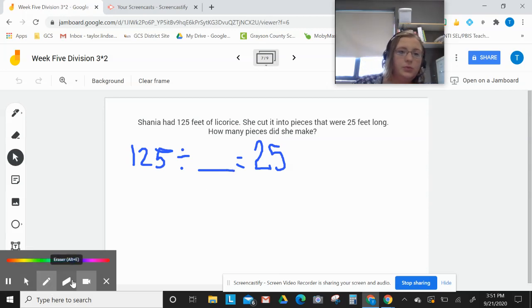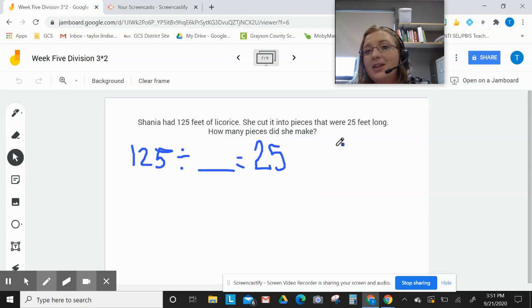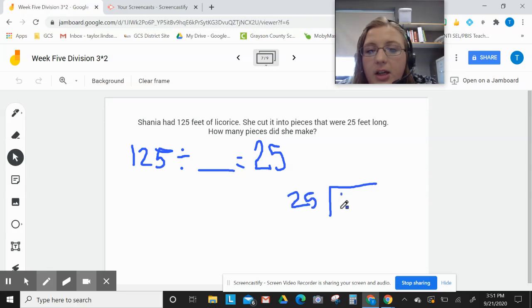So we could do this. If we wanted to take a very long time, we could draw 125 feet of licorice. Then we could cut off a piece and put it in a group, and we could do that over and over again until we had 25 foot long pieces. So now we're going to divide. So 25 goes into 125 how many times? How many groups?